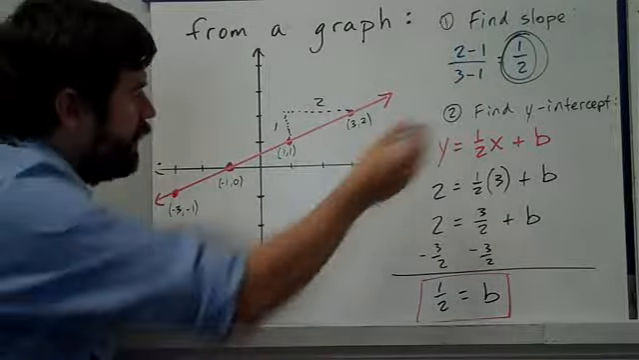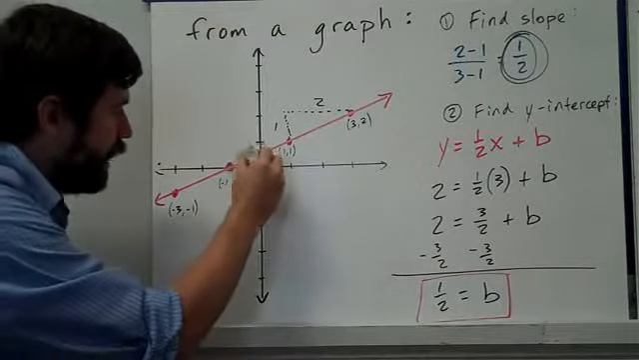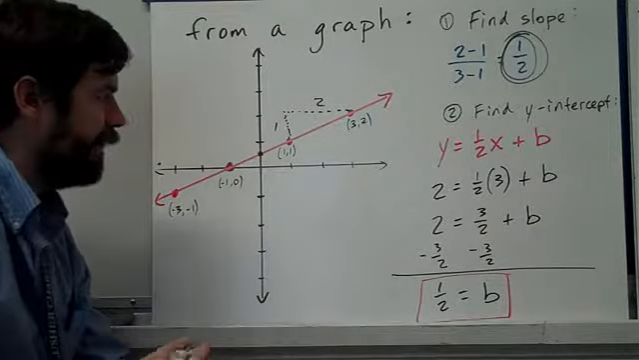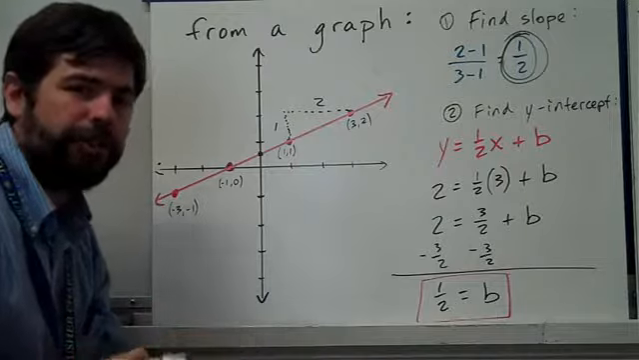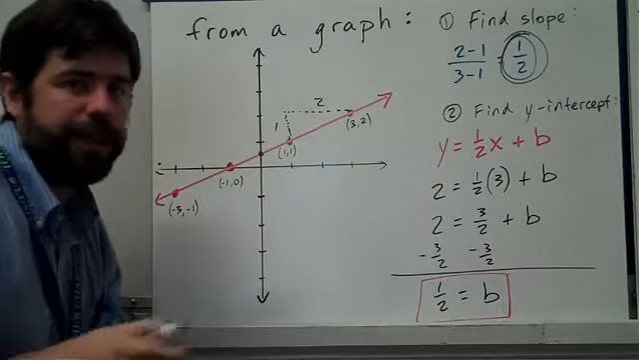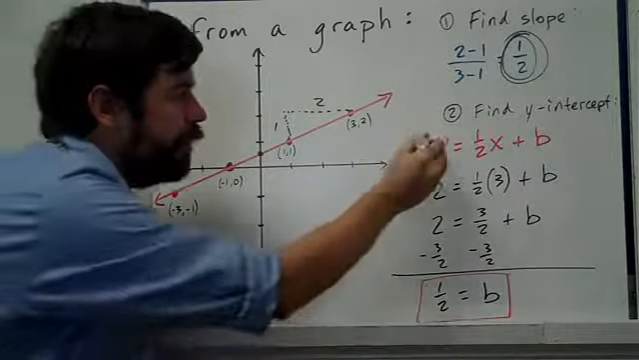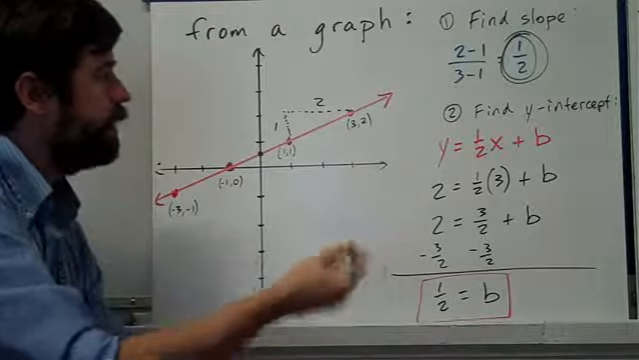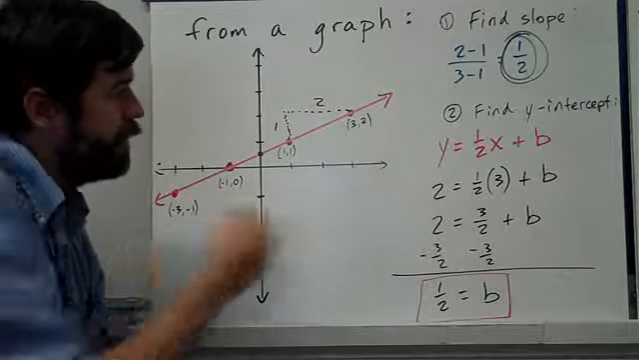Now, as far as finding the y-intercept, it looks like it is 1/2, doesn't it? It looks like it's 1/2. But you can't be sure all the time. If it doesn't go through one of these tick marks, you can't be certain. So you still want to go back, write out y equals 1/2 x plus b, and plug in one of the points. So that's what I've done here.